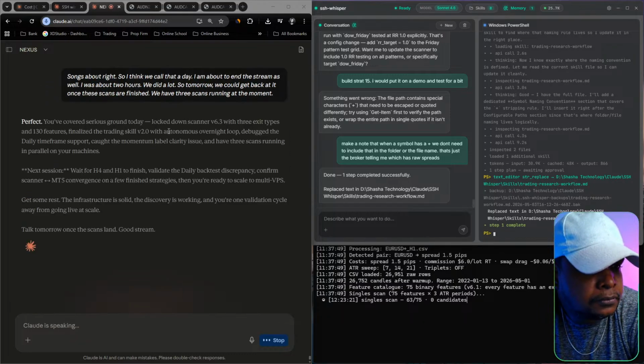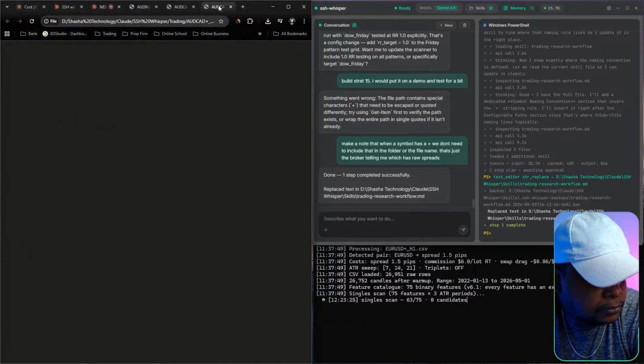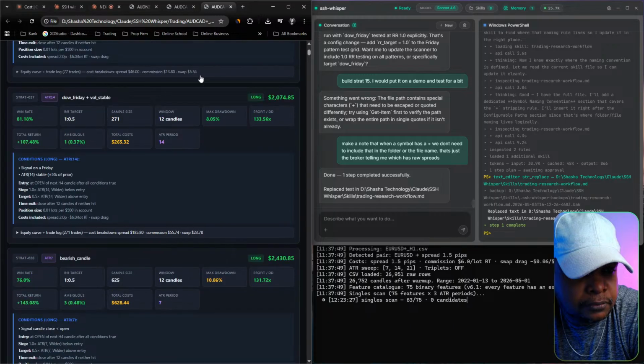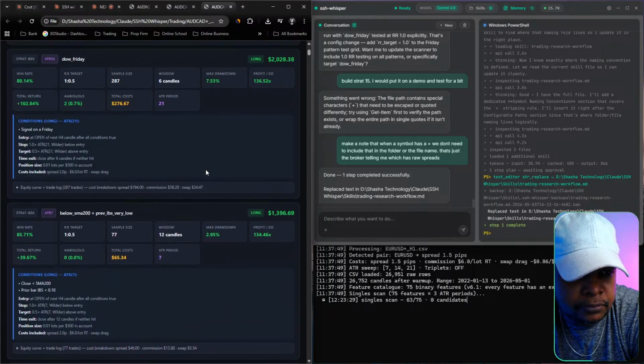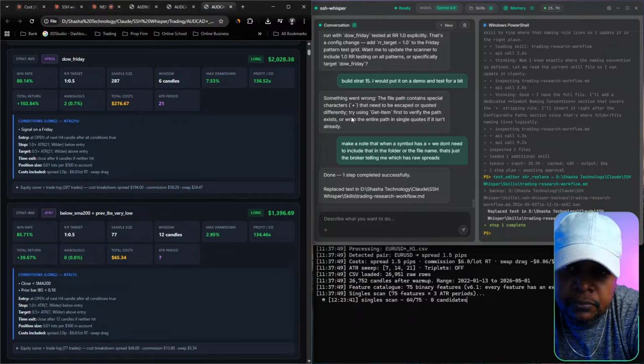Perfect. You've covered serious ground today. Locked down Scanner V6.3 with 3 exit types and 130 features. Finalized the trading skill V2.0 with autonomous overnight loop. Debugged the daily time frame support. Caught the momentum label clarity issue. And have 3 scans running in parallel on your machines.